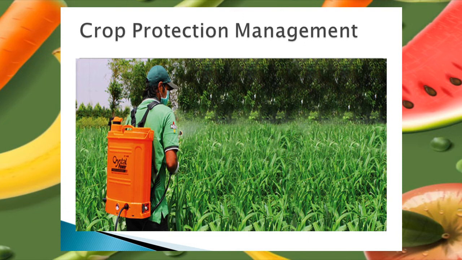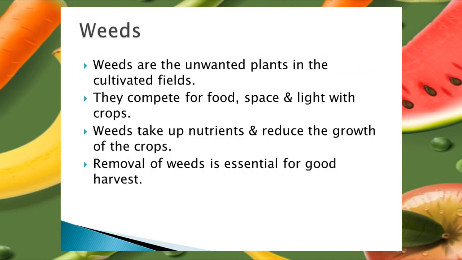If weeds and pests are not controlled at the appropriate time, then they can damage the crop so much that most of the crop is lost. So the first enemy of crops are weeds. What are weeds? Weeds are the unwanted plants growing in the cultivated fields. Now how these weeds are harmful to the crops?